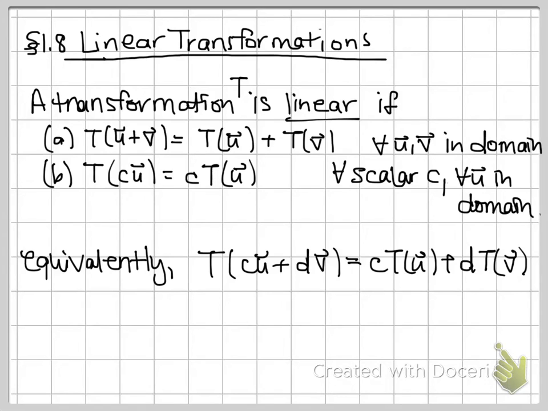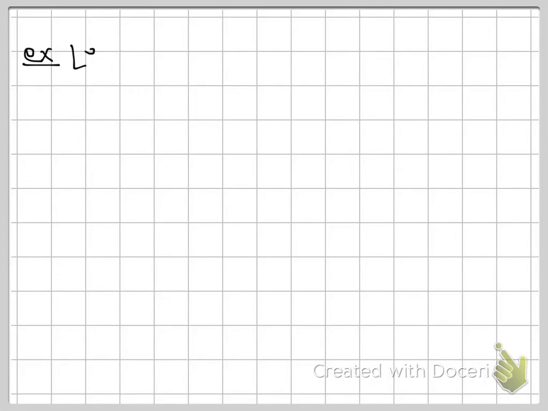Okay, so this last condition takes care of both a and b at once, right? So that's the definition of a linear transformation. Let's look at some examples.